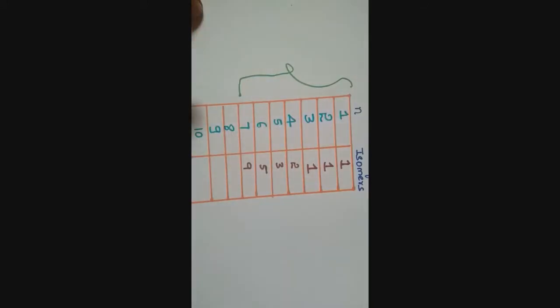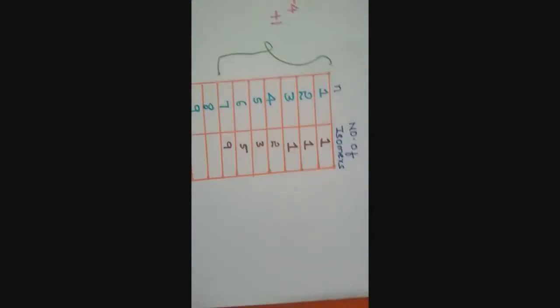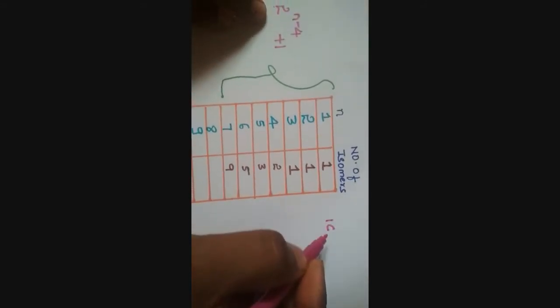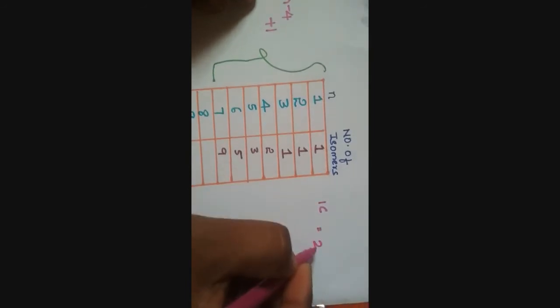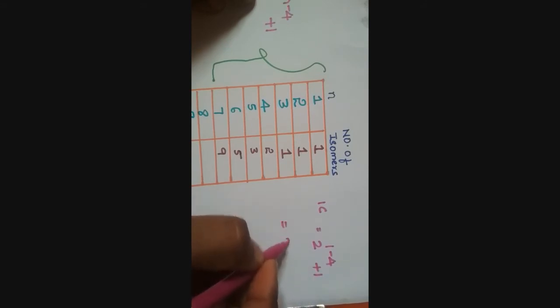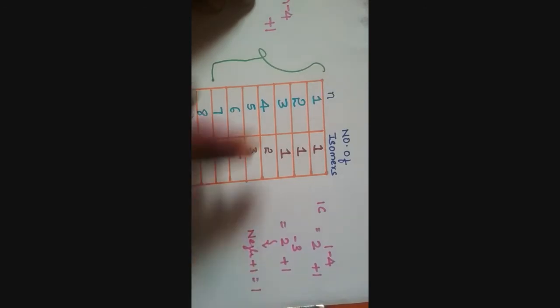For alkanes containing N carbon atoms, where N is from 1 to 7, we can use the formula 2 to the power of N minus 4 plus 1. For 1 carbon, where N is 1, 2 to the power of 1 minus 4 plus 1. How much are we getting? 2 to the power of minus 3 plus 1. You can neglect this 2 to the power of minus 3, then you are getting only 1 isomer.